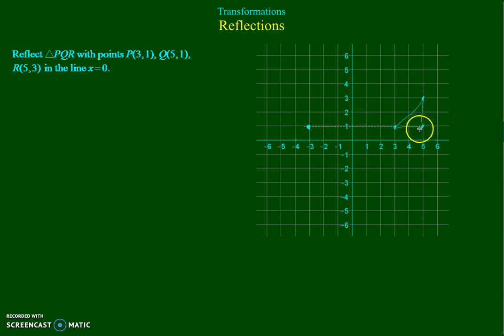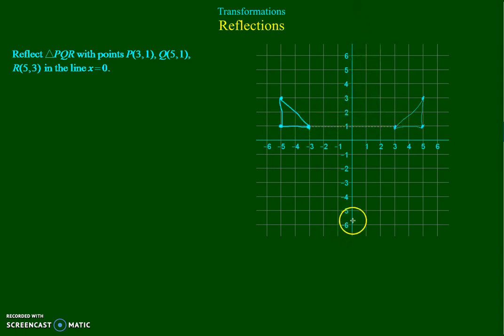And we're going to do the same thing with this point. This point is 5 units away from the y-axis. So 1, 2, 3, 4, 5. So the point goes out here. And this point is 5 units, but it's at y equals 3. 1, 2, 3, 4, 5. And we can draw in our triangle just to exemplify the final image. And so now we have reflected triangle PQR in the line x equals 0.